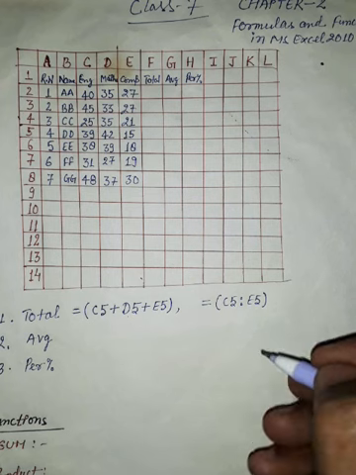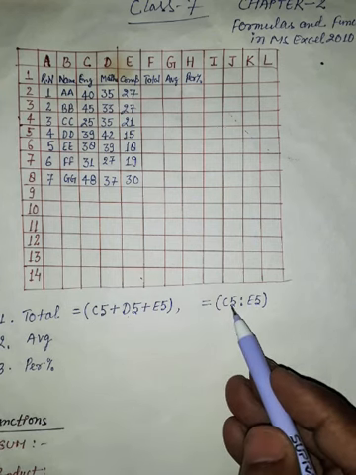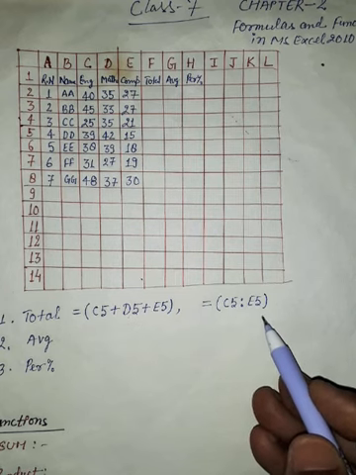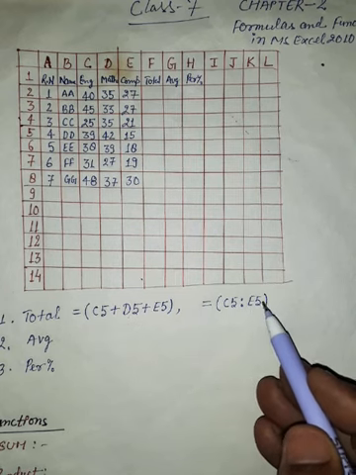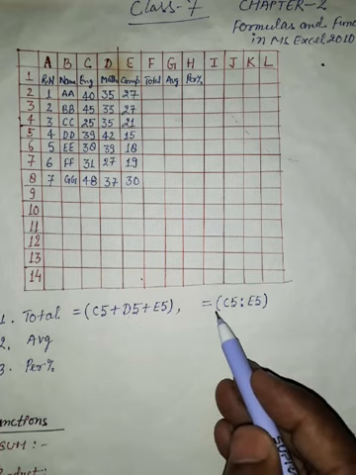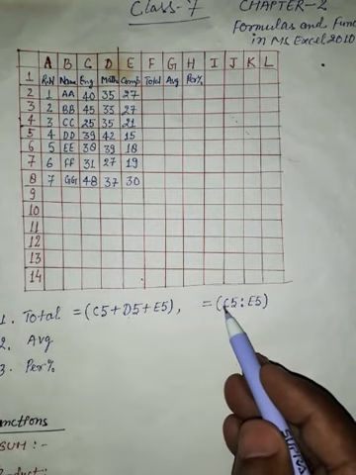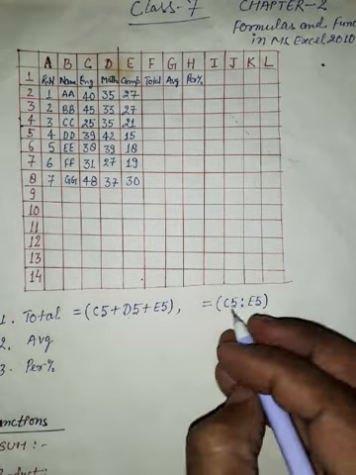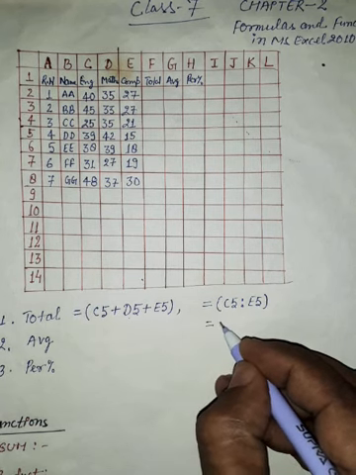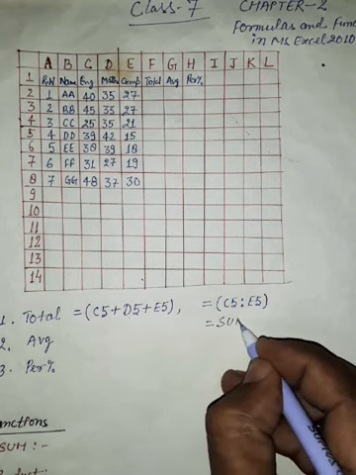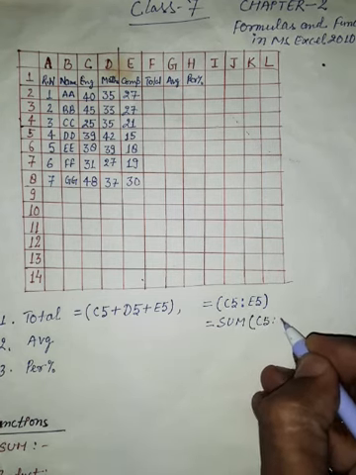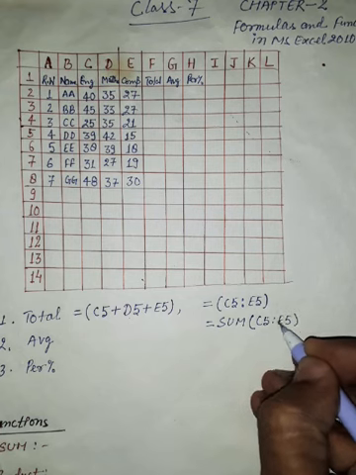But students, this is a calculation, but this formula doesn't know what it has to do with these numbers. So in place of the formula we can use a function. We will write the equal sign, then SUM, and C5 to E5, with a colon sign.